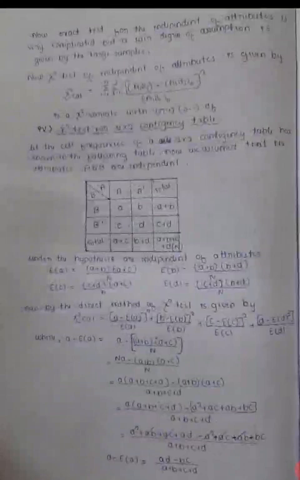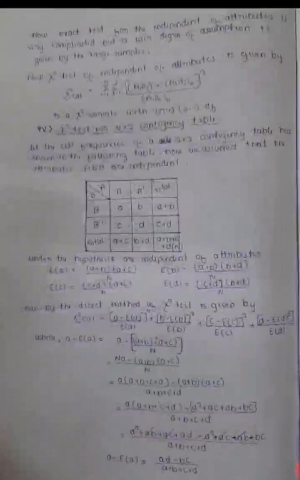This is a chi-square with (r minus 1) into (s minus 1) degrees of freedom. Similarly, the fourth application is the chi-square test for a 2 into 2 contingency table. 2 into 2 means 2 rows and 2 columns. Let the cell frequencies of a 2 into 2 contingency table be as shown in the following table.